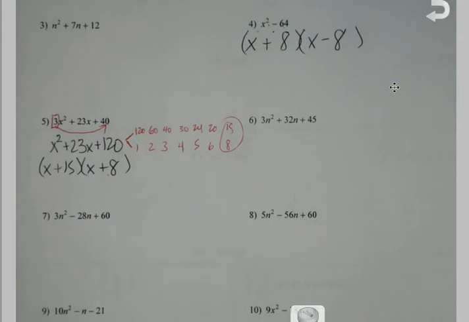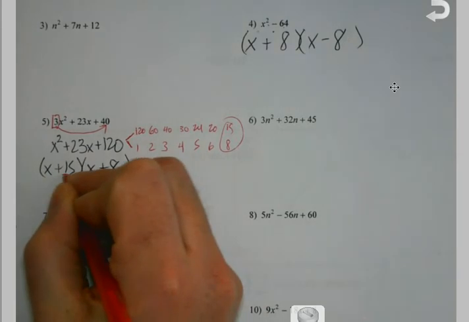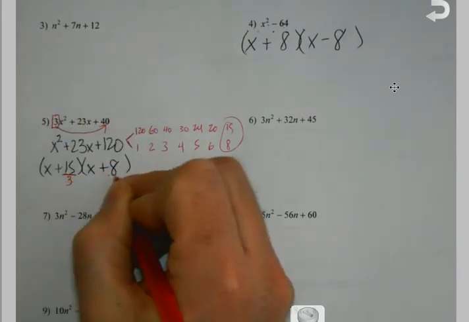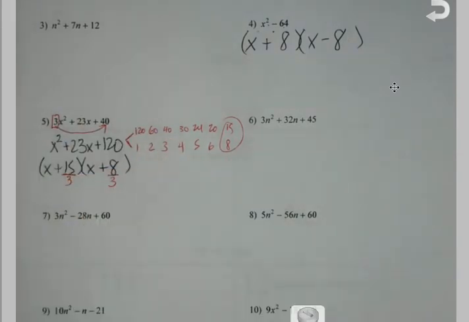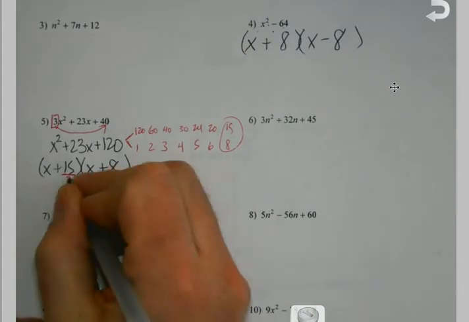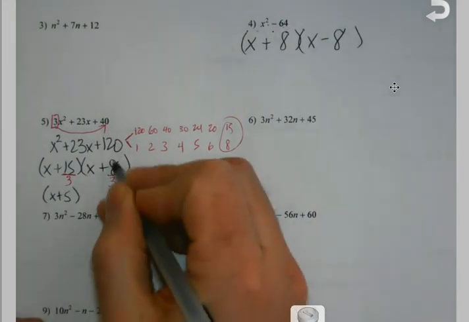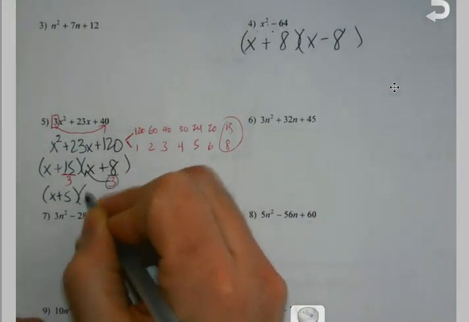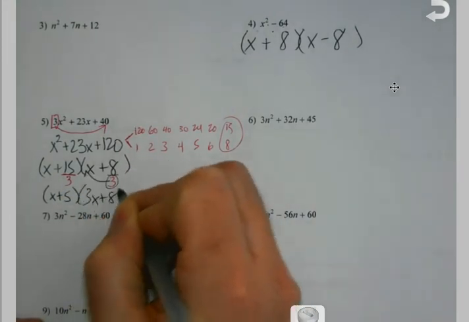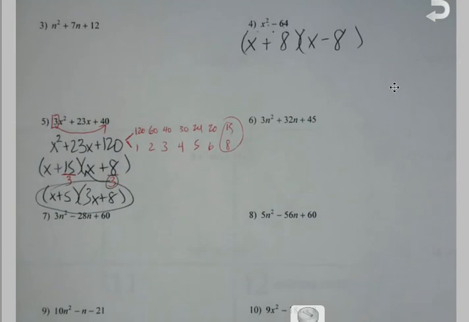So if you're going to use slide and divide, you've got to remember the divide part is to take that coefficient and divide it back through. 15 divided by 3 is 5. 8/3 doesn't reduce, so it just swings back to the front. And we're factored.